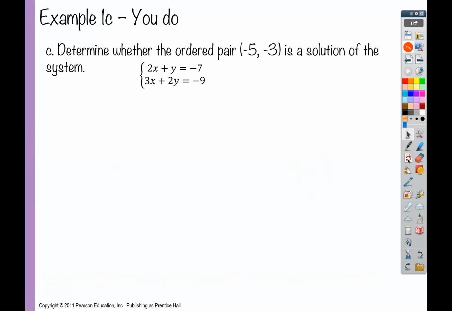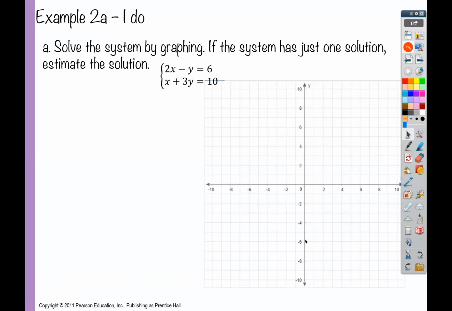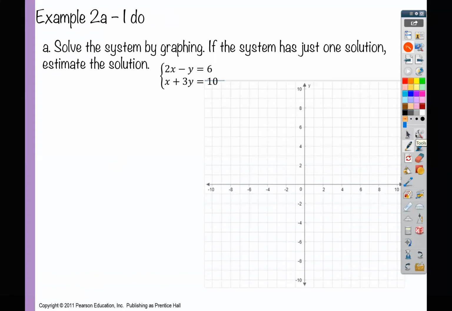Okay, so you go ahead and do this one. Go ahead and pause the video. And you should see that no, it is not a solution. If we want to estimate the solutions of a system, we can graph each equation on the same coordinate system and estimate the coordinates of any point of intersection. So solving by graphing, you're going to actually show where the two lines meet.